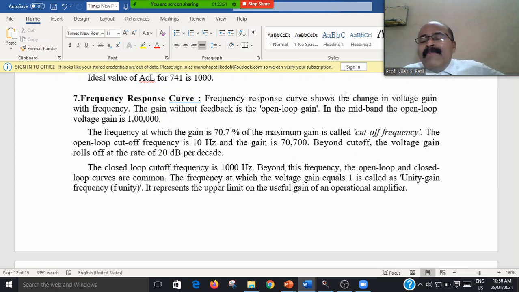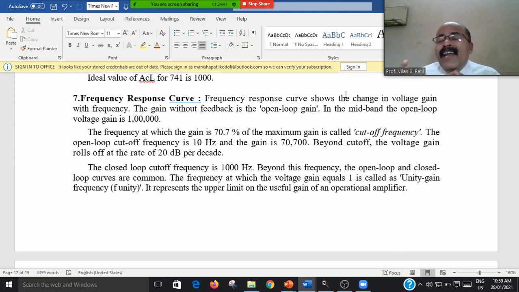In the mid band, the B point I showed earlier is in the mid band, where the open loop gain is short, and the frequency at which the gain is 70.7%. That is 1 by root 2, 1 divided by root 2 gives 0.707, multiplied by 100 gives 70.7%. And this is called the cut off frequency, and that cut off frequency will be indicated by letter B.